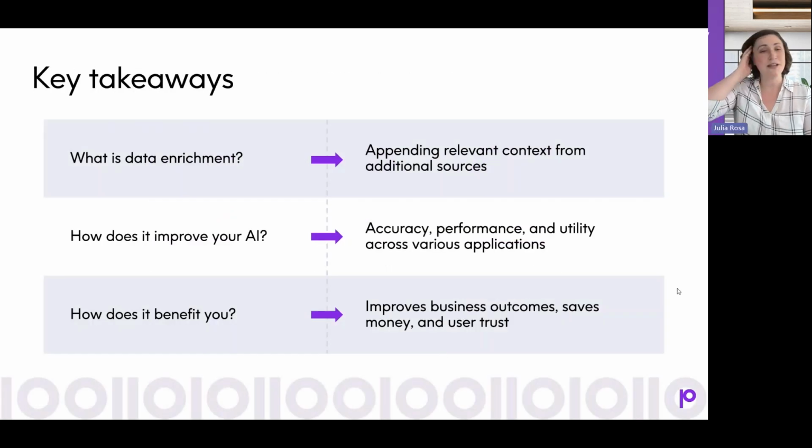So we have three key takeaways today. What is data enrichment? Data enrichment is appending relevant context from your additional sources. How does data enrichment improve your AI? It improves your accuracy, your performance, and your utility across all of your applications throughout your business. And how does it benefit you and your business? It improves your outcomes, saves you money by requiring less boots on the ground, less human interference, and it adds user trust when your end users are seeing the output that is a higher quality, that's more accurate, and again, more consistent, then your customers will gain trust in your systems.